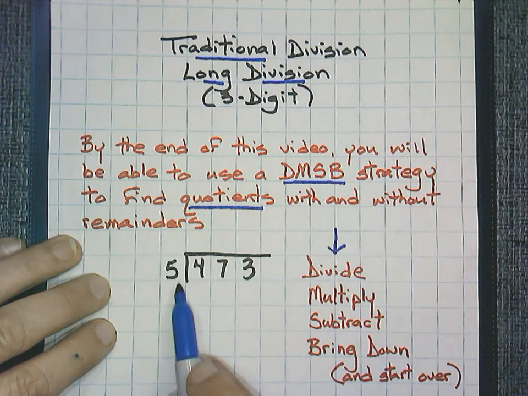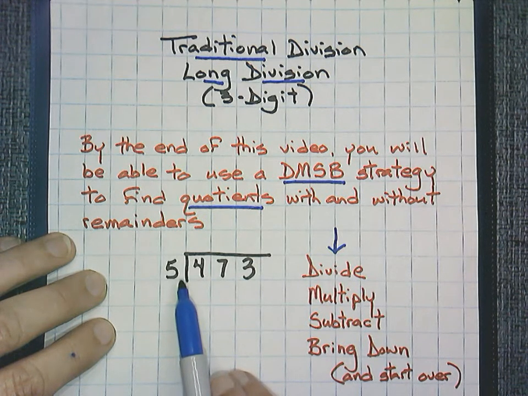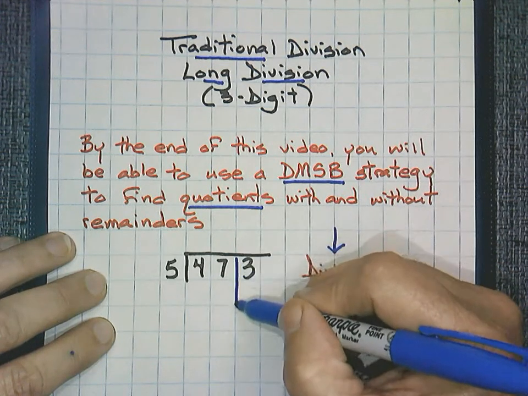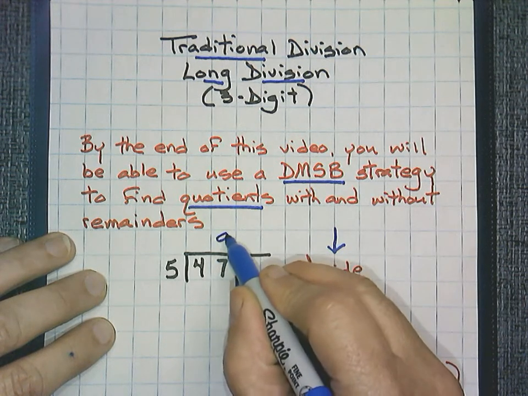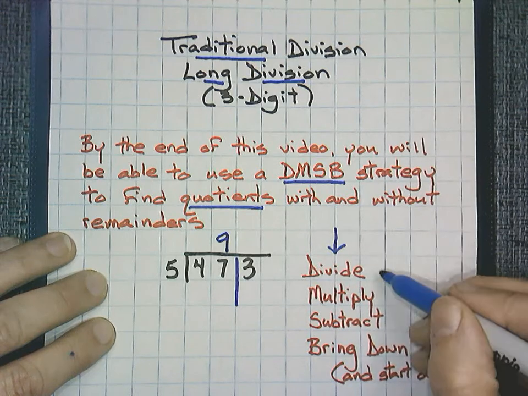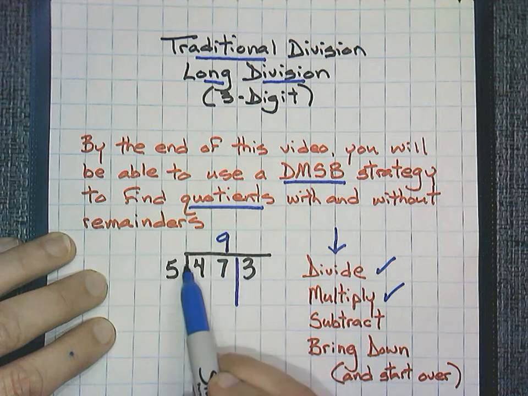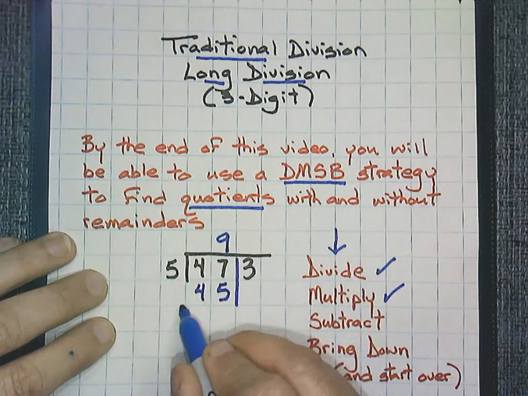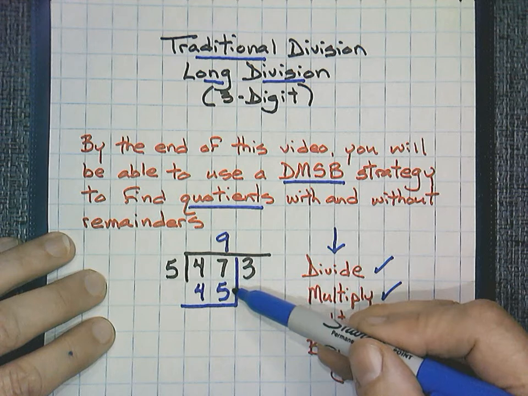473 divided by 5. We want to start working from the left to the right. 4 cannot be divided by 5. That won't work. But 47 divided by 5, the closest we could get would be 9. So that's our divide step. Then we would multiply. 9 times 5 is 45. Notice that we did not get exactly to 47, but we got close.